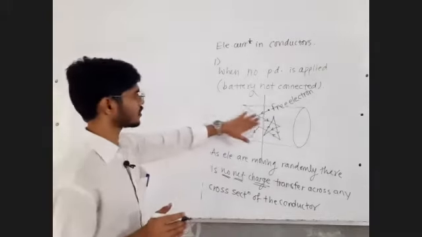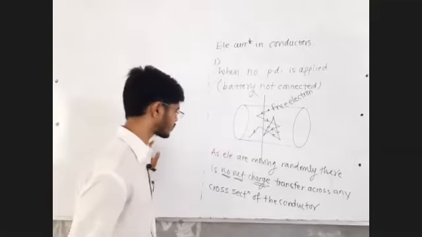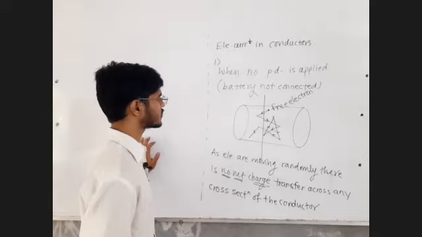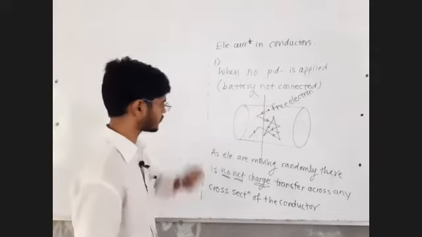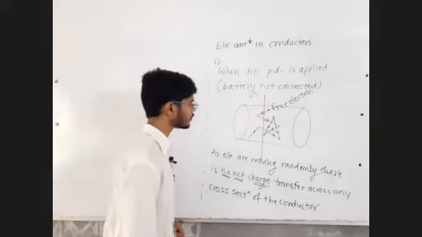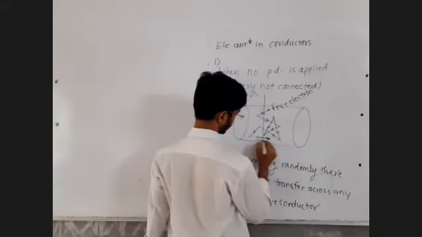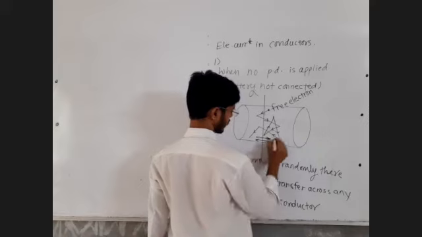And yes, we just cannot predict that motion. It's a purely random motion. So over the period of time, no net charge transfer is taking place across any cross section of the conductor. You can show here that the charge flown rightward and charge flown leftward are both equal.